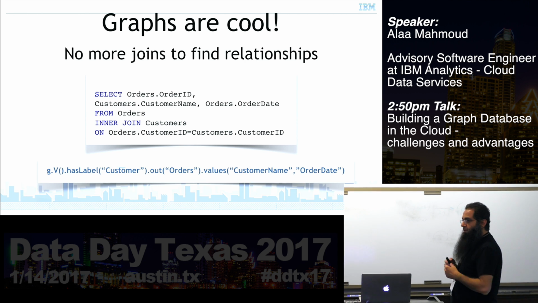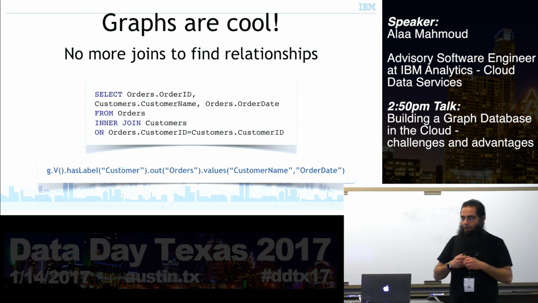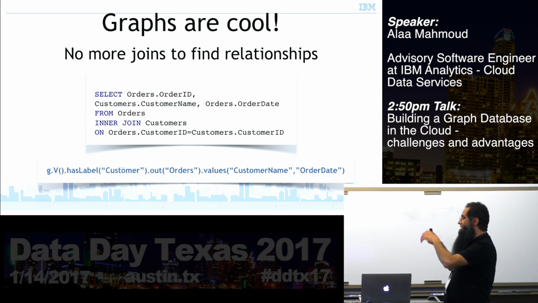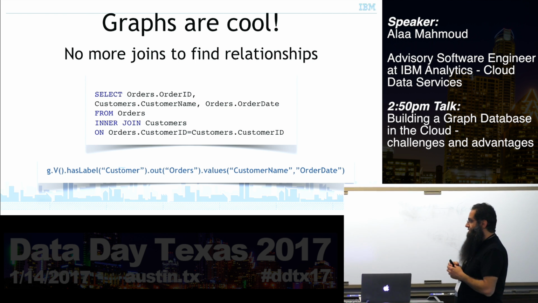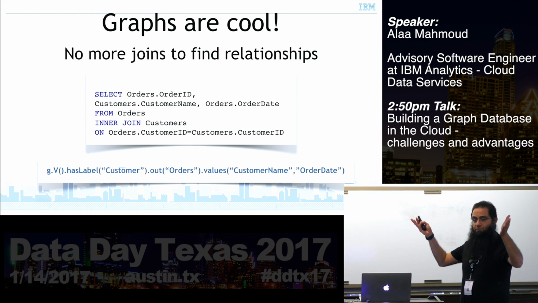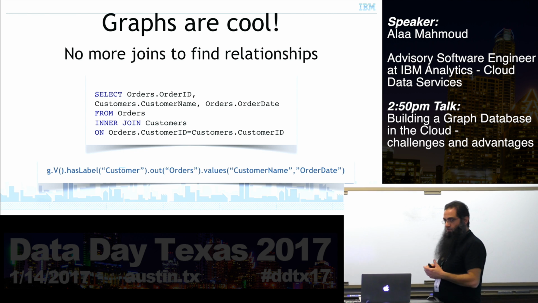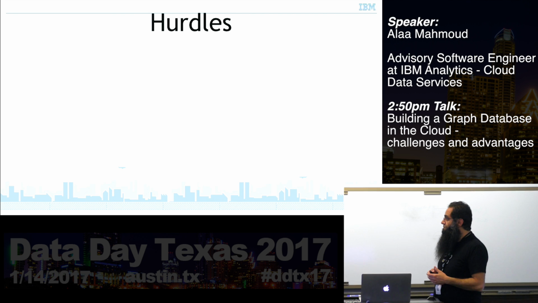With something like Gremlin, which is the TinkerPop query language, it's much, much simpler. It's one statement that tells you exactly what we're trying to do. It's almost self-explanatory. In this one, for example, we're looking for customers. I'm following all of the orders that these customers made. I'm just going to get the customer name, and also the order date for those customers. It's much simpler, no need for joins.